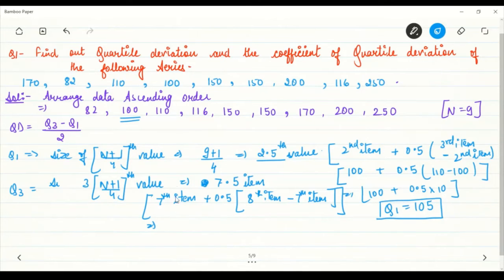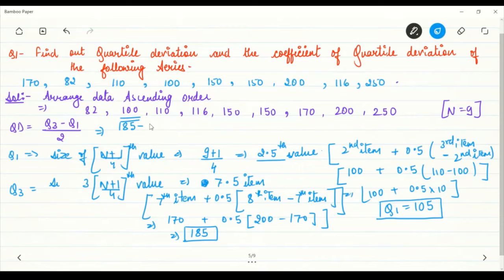Alright, so let us place the values in this formula. What is the 7th item? 1, 2, 3, 4, 5, 6, 7. We have 170 as the 7th item plus 0.5 into what is the 8th? We have 200 as the 8th value and 170 as the 7th. So what is the value of Q3 that we have got? Here it is 185.